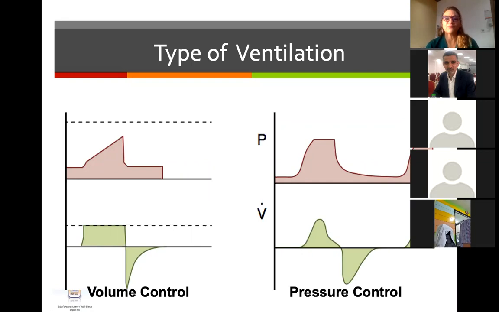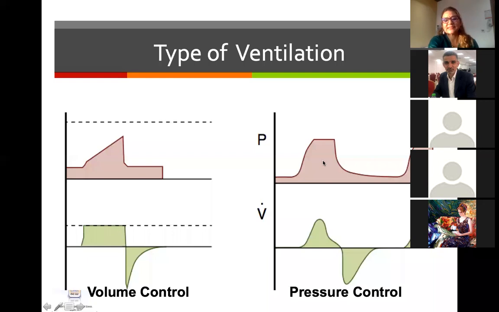So how do we know the type of ventilation? If we have pressure control ventilation, the pressure scalar would look rectangular like this, and the flow will be triangular. In volume control ventilation, because the volume is being controlled, the target is the volume, not the pressure. So the pressure scalar graphic would be triangular, and the flow would be rectangular.